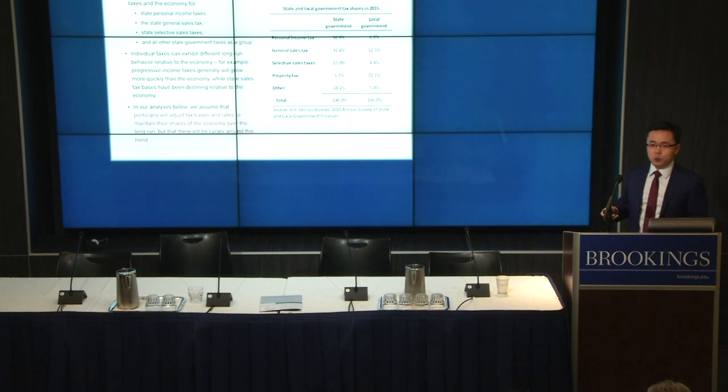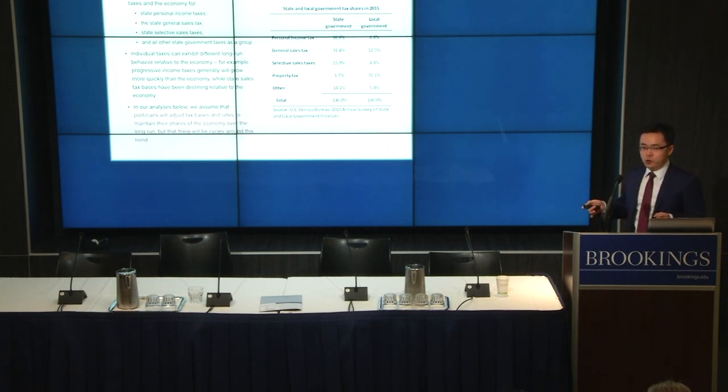And when doing the simulation, we decomposed the tax revenue growth into a long-term trend component and a cyclical component. So individual taxes can have different long-run behavior relative to the economy. For example, the progressive income taxes will generally grow more quickly than the economy, and we have seen that the sales tax bases have been declining relative to the economy over time.